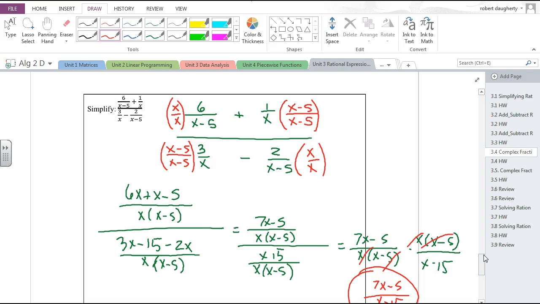If it's easier for you to deal with the numerator separately and the denominator separately and bring them back together, that's okay. I tend to just like to work them both as we go. Yes, Jack?